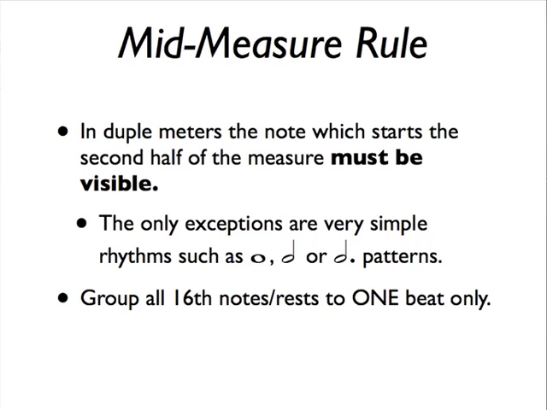The only exceptions are whole notes, half notes, or dotted half notes, because the rhythms are so simple that they don't need to have 2 half notes instead of a whole note just so that you can see beat 3. When you write 16th notes, every beat that has a 16th note pattern in it, note or rest, is beamed to a single beat, so you don't have beams that go more than 1 beat if there are 16th notes.